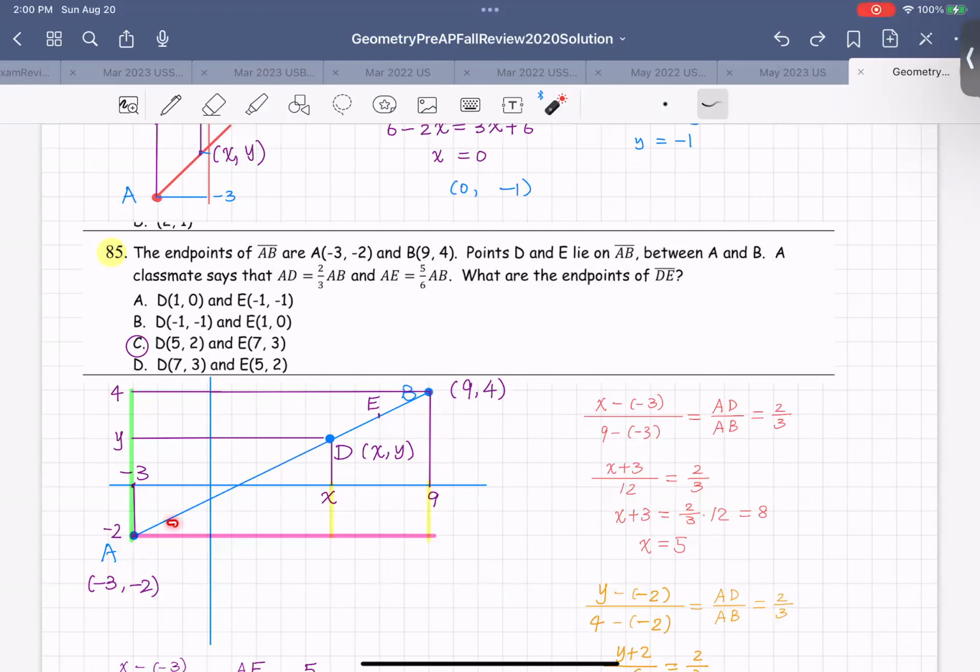So this is your line segment AB. And you have a D on it, and you also have an E on it. The D is not on the midpoint. D is not in the center. E is not in the center either. But they give you information saying AD equals 2/3 of AB, and AE is 5/6 of AB.